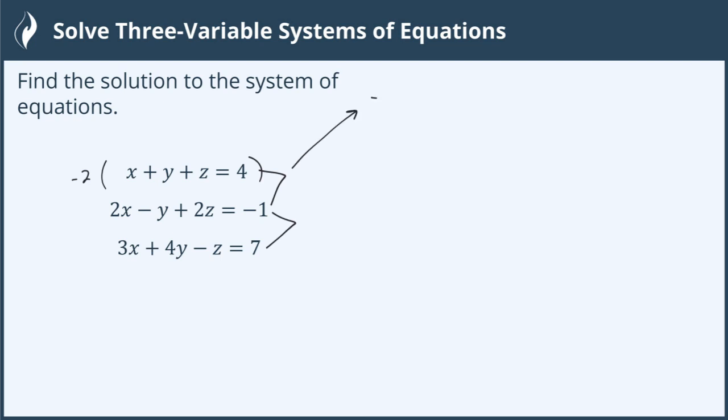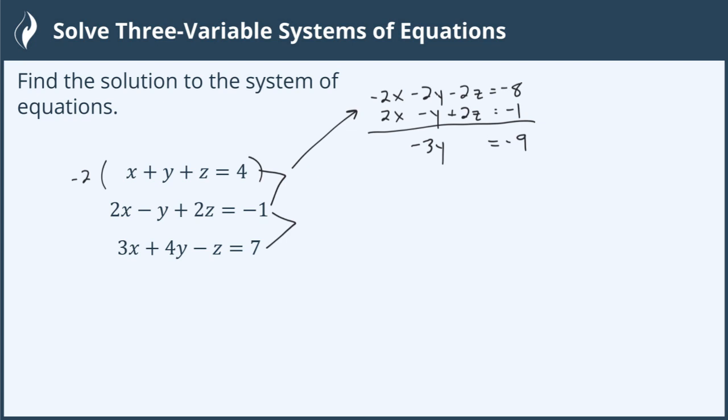So I'm going to have -2x minus 2y minus 2z is equal to -8. And then my middle equation, I will still have 2x minus y plus 2z is equal to -1. So when I add my columns, I'm going to end up with 0 right here, and then a -3y, and then I add 0 right here also. That does not always happen. So I'm going to have 0 there, and then equals -9.